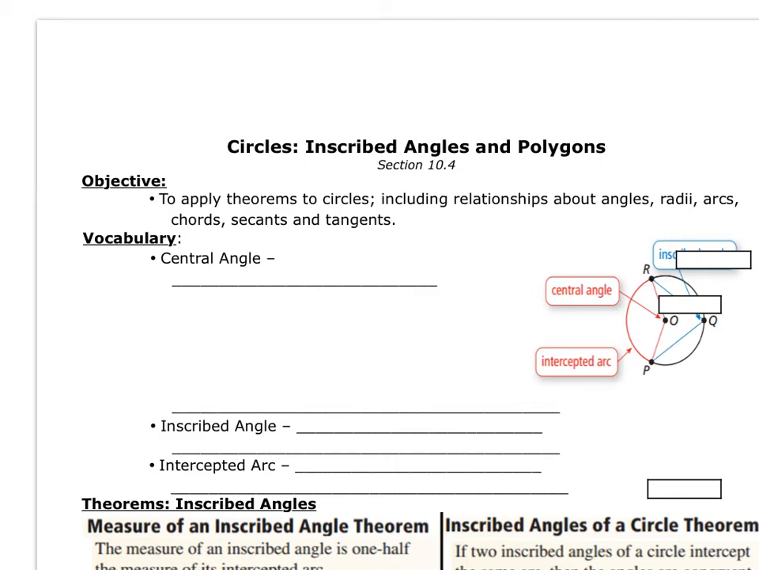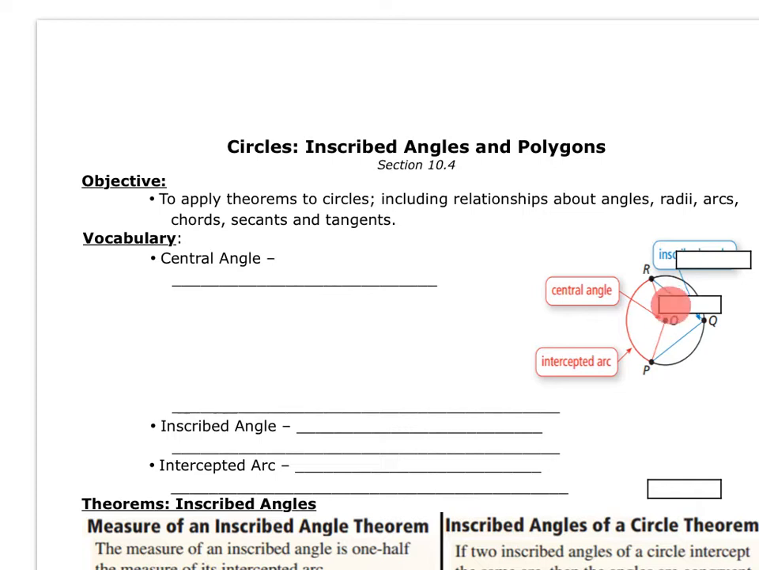Alright, so today we're going to be dealing with different types of angles. We've already done central angles, but we'll talk about them some more. A central angle, what makes it central is that its vertex is at the center of the circle.